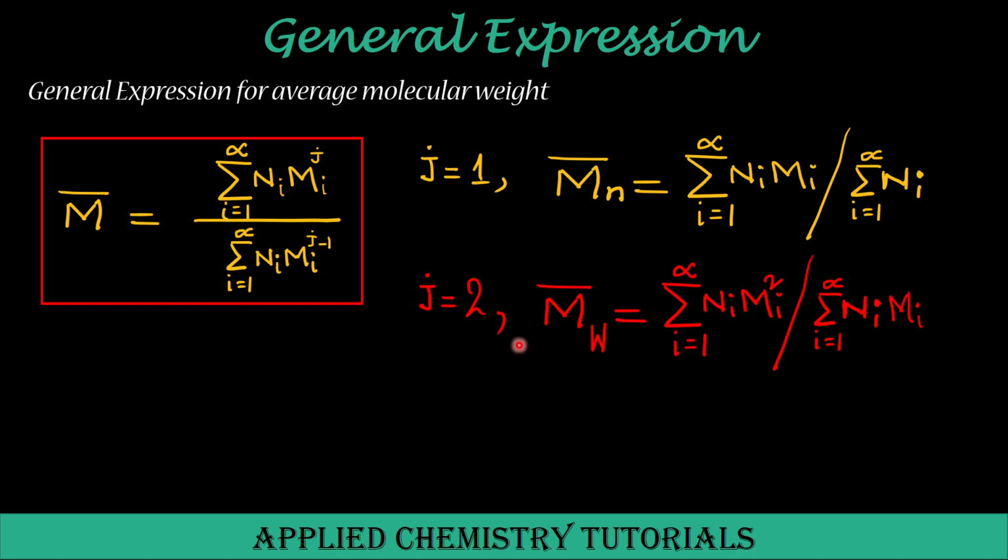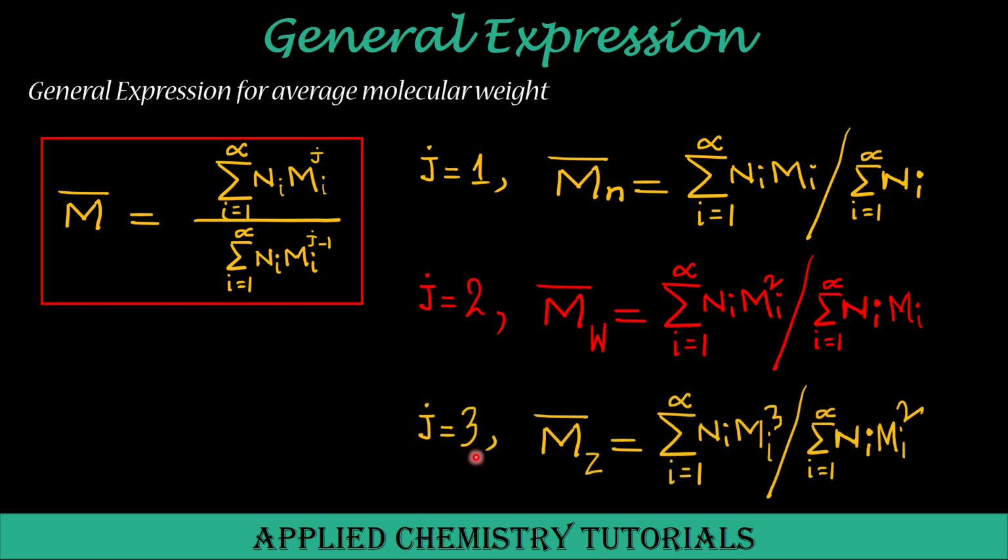Similarly, if we put the j value as 2, we will get summation of Ni Mi square from i equal 1 to infinity divided by summation of Ni Mi from i equal 1 to infinity. This is the expression of Mw bar or weight average molecular weight. Now if we put the j value as 3, we will get summation of Ni Mi cube from i equal 1 to infinity divided by summation of Ni Mi square from i equal 1 to infinity. This is the expression of Mz bar.